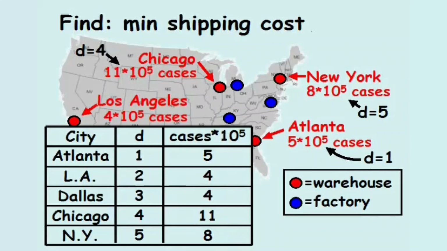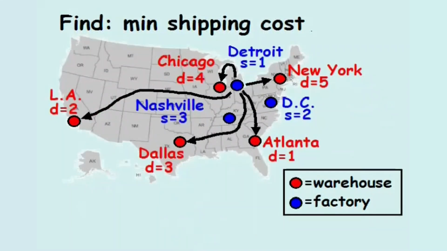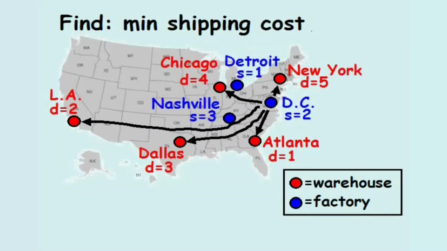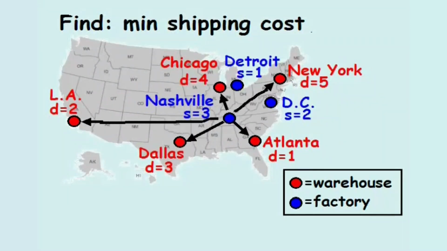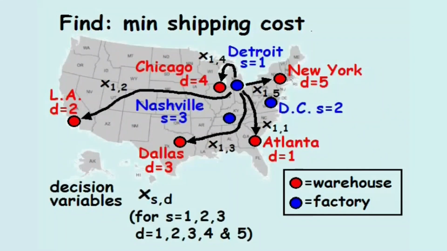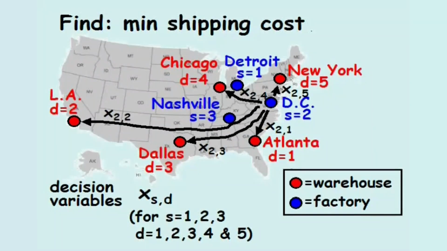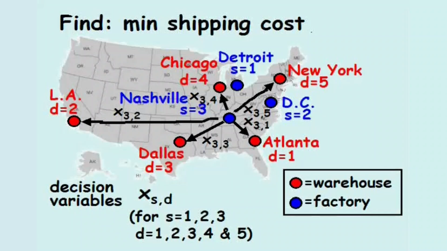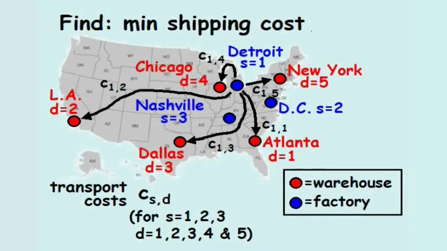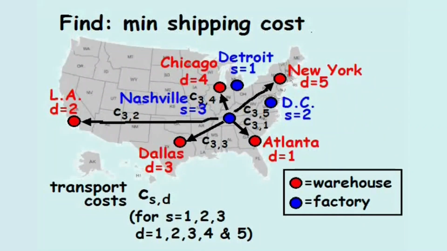Since there are 3 factories and 5 warehouses, there are a total of 15 possible routes cases of materials can be transported from a factory to a warehouse. Therefore, there are a total of 15 decision variables, x sub SD, used to identify the quantity of cases transported from factory S to warehouse D each month. There are also fixed costs, C sub SD, used to identify the cost of transporting 1 case of material from factory S to warehouse D.